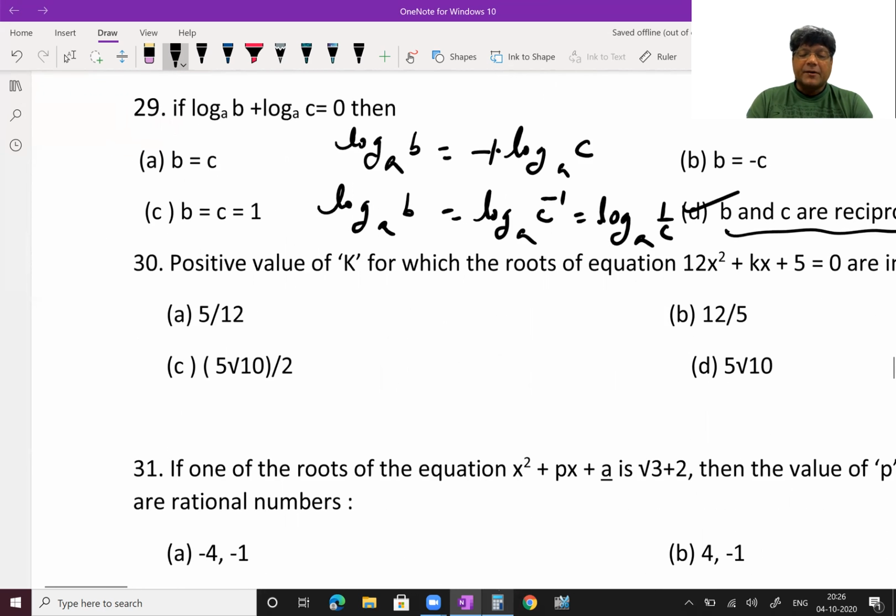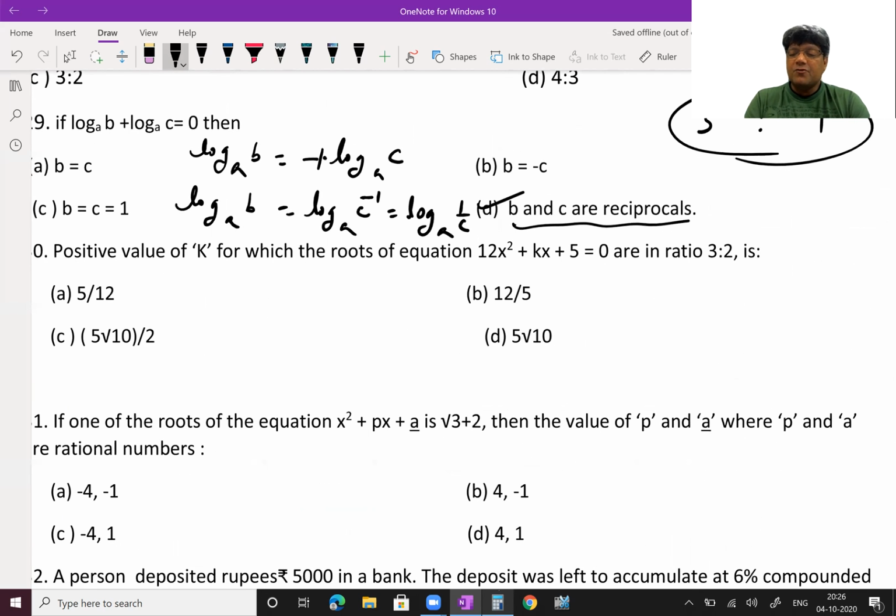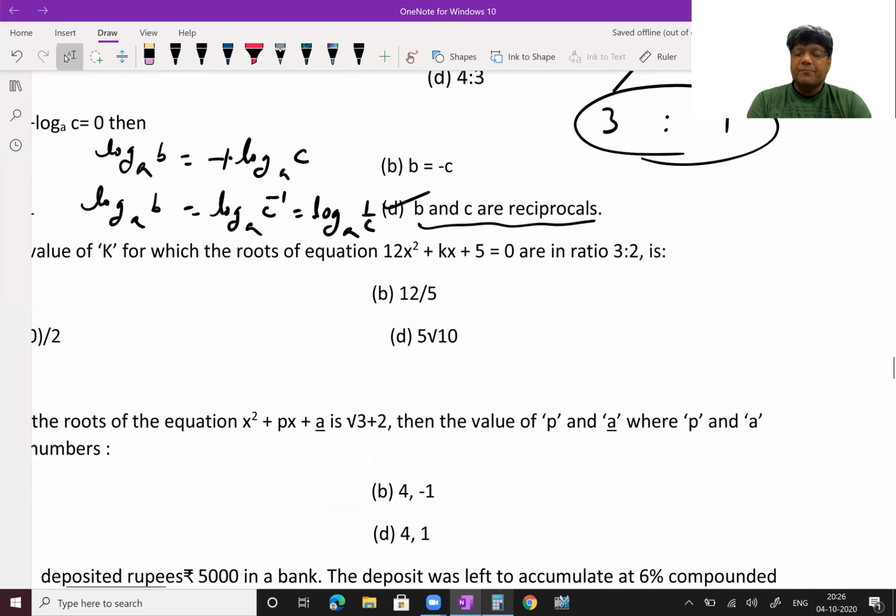Question number 30. Positive value of k for which the roots of the equation are in the ratio 3 is to 2. Guys, roots are in the ratio 3 is to 2 means if one root is 3 alpha, the other is 2 alpha. So the sum of the roots will be how much? 5 alpha. And what is the sum of the roots formula? Minus b by a. So minus b, that is k by a, 12. Another, product of the roots. Product of the roots means 3 alpha into 2 alpha. How much?